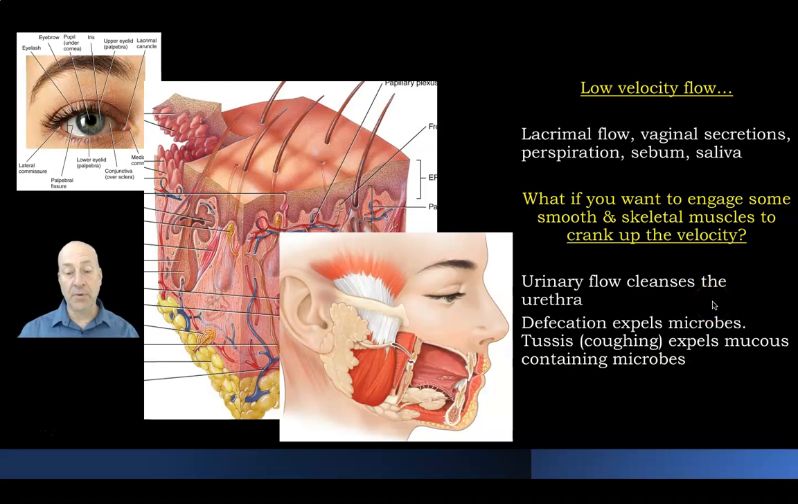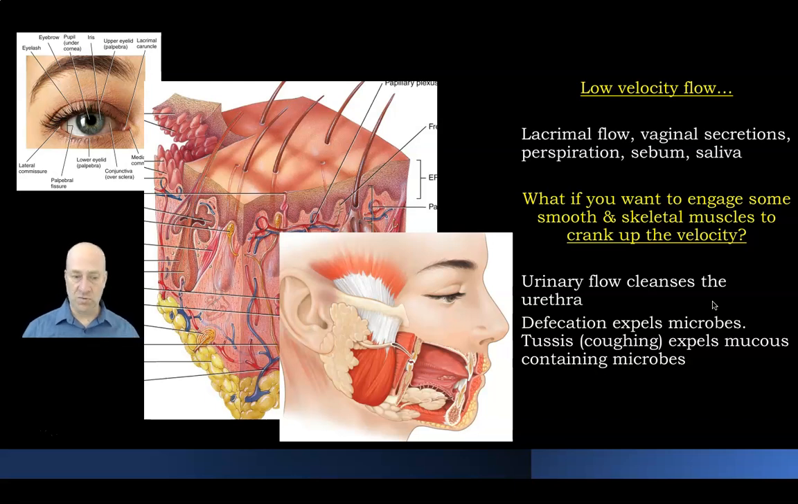But you got a couple other gears. You got another higher gear. It's because the lacrimal flow, vaginal secretion, perspiration, saliva, sebum, that doesn't require muscular action. That's all done glandularly, functionally. And so, what if you want to crank up a little bit of the velocity and put some skeletal muscles and smooth muscles into the equation? Start contracting some muscles, right?